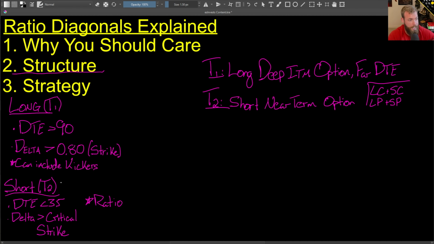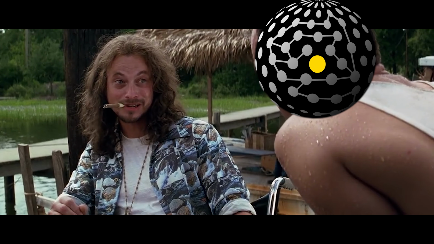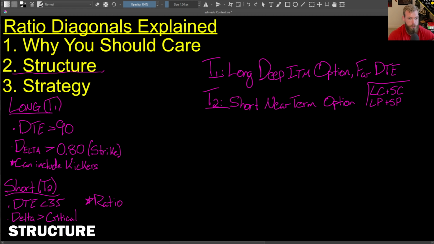And then for the short, it's super simple. Essentially, like I said, within 30 days, and our delta on the short needs to be above a critical strike. I'll explain what that means in a little bit, but essentially, this is how it plays out. And I want to specifically show you what I mean by ratio. That's what this whole strategy is called, right? Ratio diagonals. Yes, I know that. Why ratios? Well, here's exactly why.